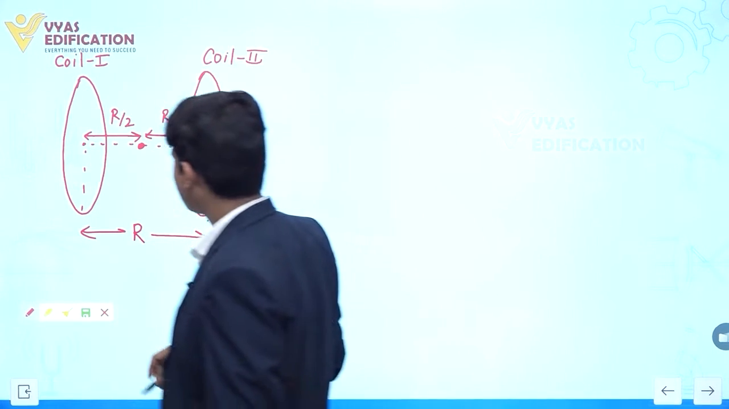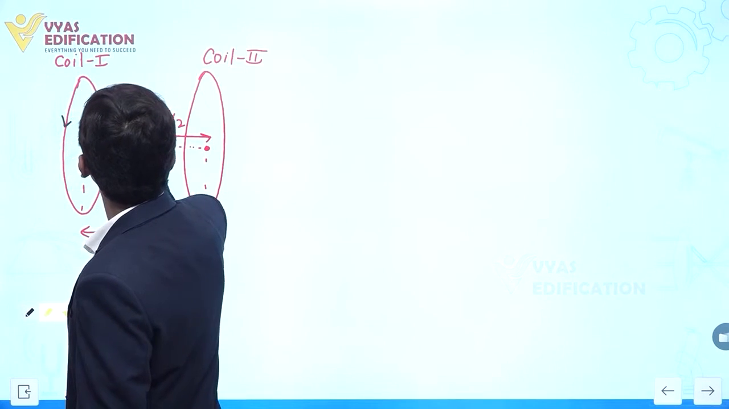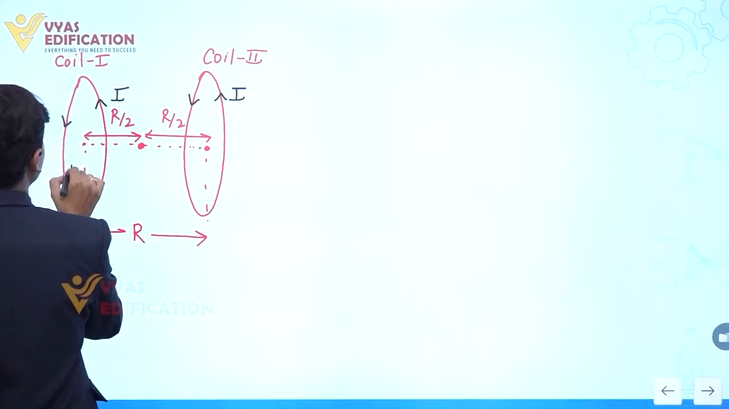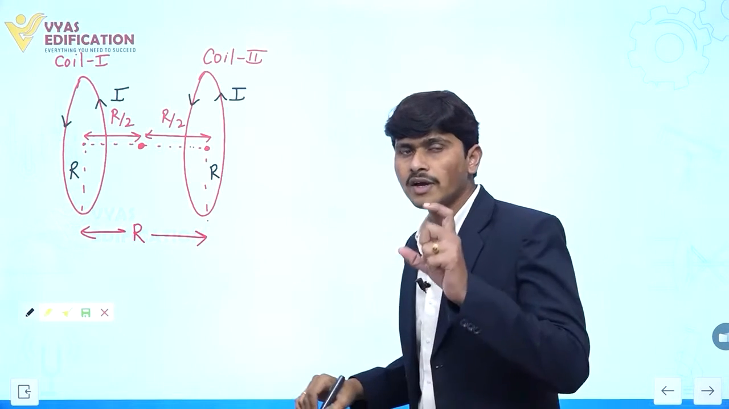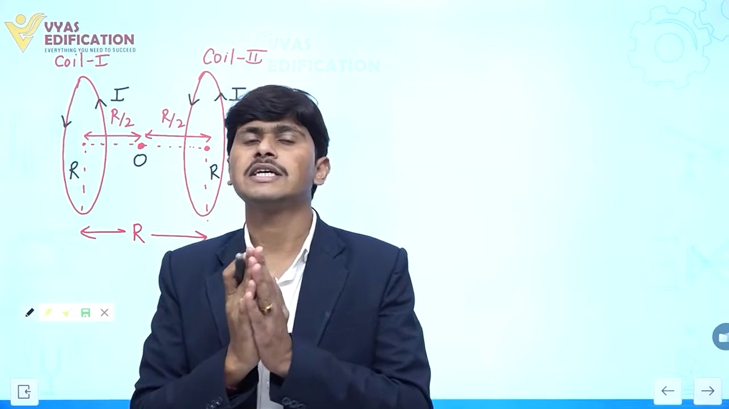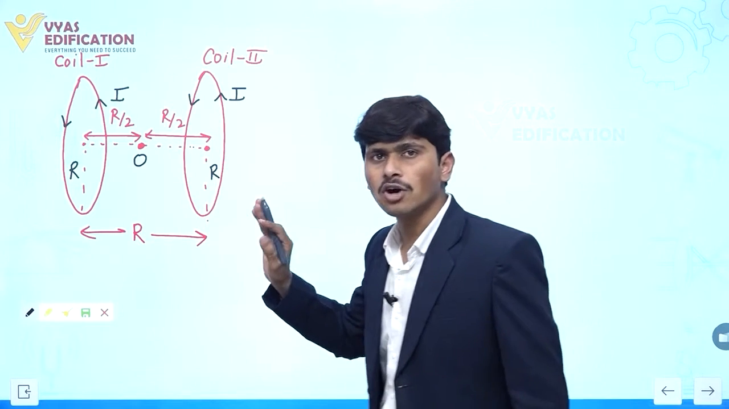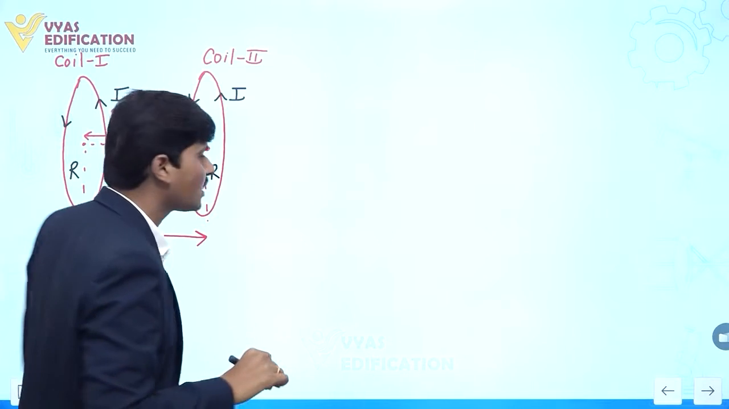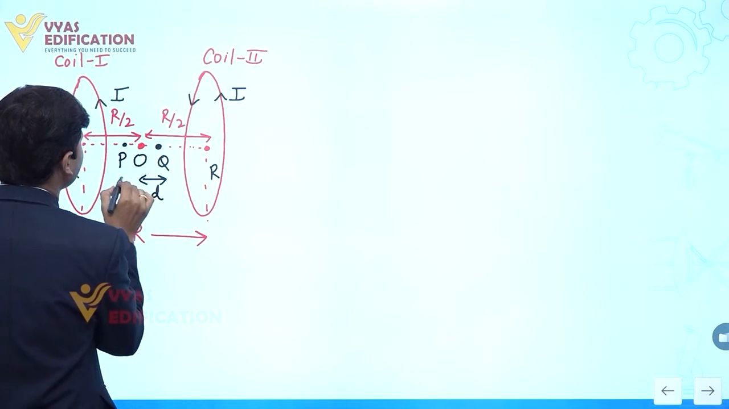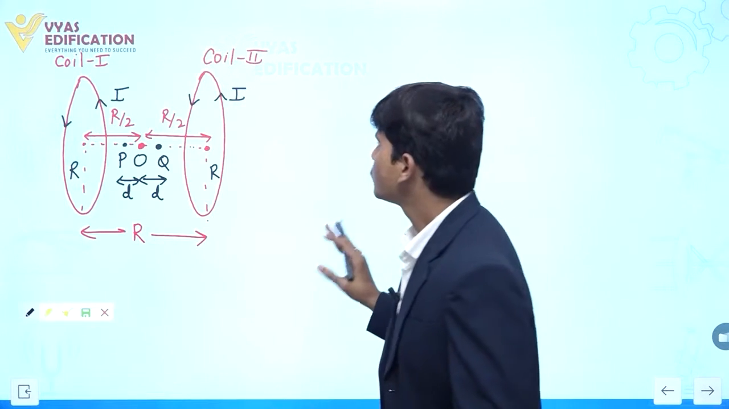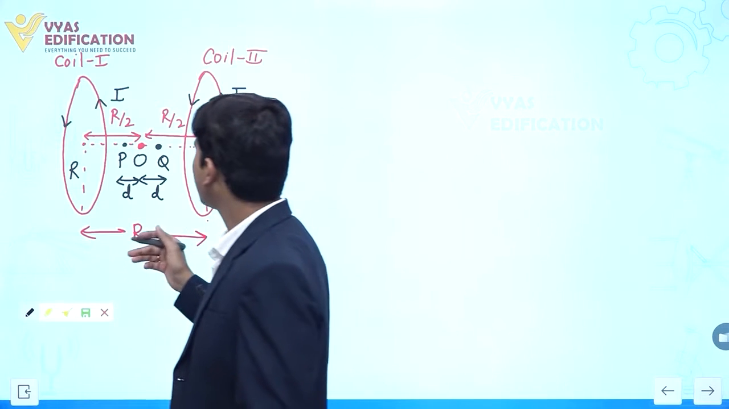Now I am taking the current flowing in this direction as I, and here we also have the same current I, clear? The number of turns is the same in each coil, and both have the same radius, capital R, clear? Now we have to prove that if from the midpoint we take a smaller region, in that smaller region the magnetic field due to these two coils always remains uniform. So let's suppose I am taking two points, a point P and this one Q, clear? Let's suppose this distance is D, and this is also D, clear everyone? And we are assuming this D is very small compared to R by 2, or capital R, clear?